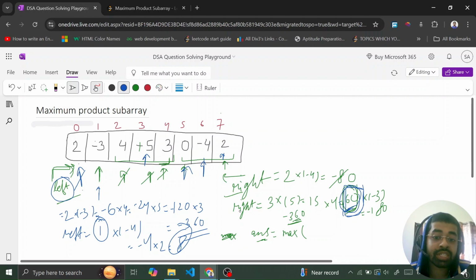I hope you are able to understand the explanation that while going from left and while going from right, we have to log it at every point. We have to see that whichever is maximum, and that's how it will fetch us the maximum product subarray, right? Let's code this solution out, how it will look.